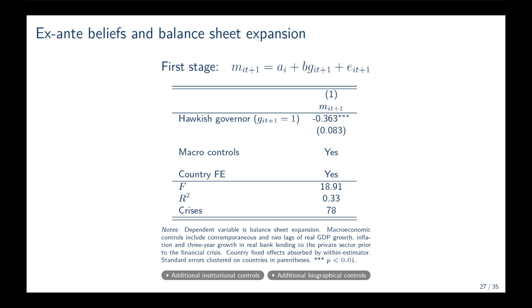All else equal, with country fixed effects and macro controls, there is a clear difference. You have a hawk in charge. And there's an assumption, obviously, that the governor is very important for the decision making of the central bank overall. But we see that in the data.